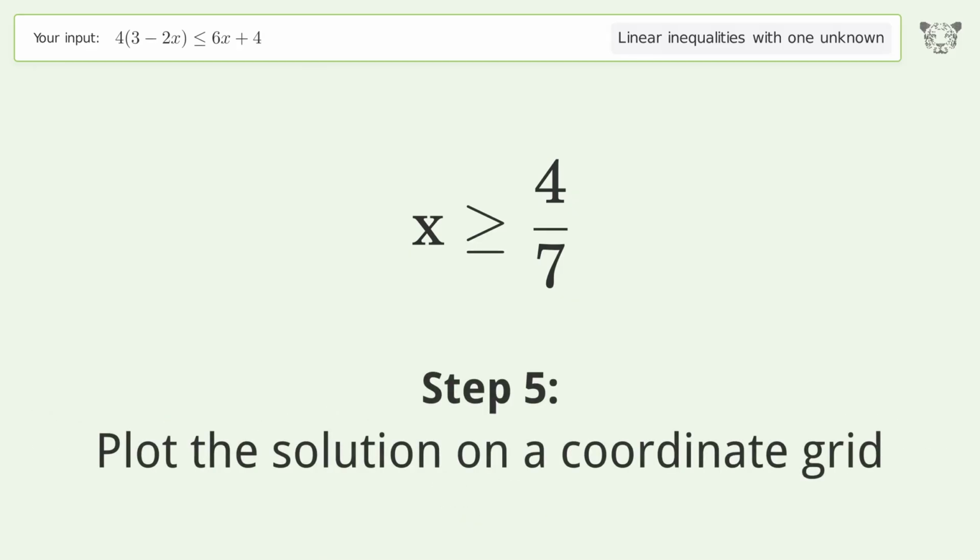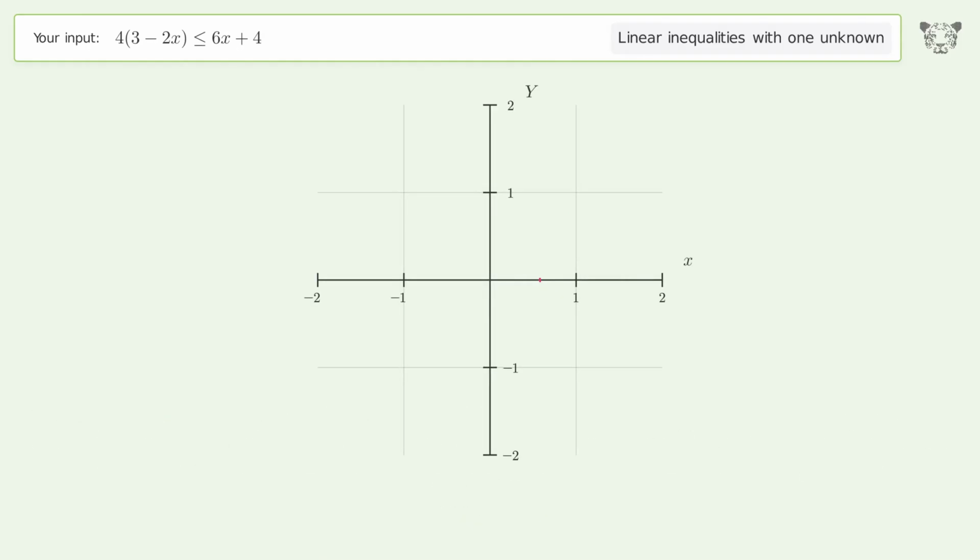Plot the solution on a coordinate grid. And so the final result is x equal or greater than 4/7.